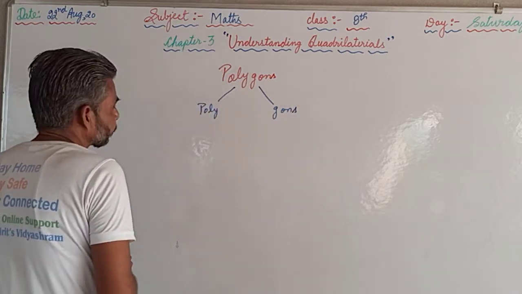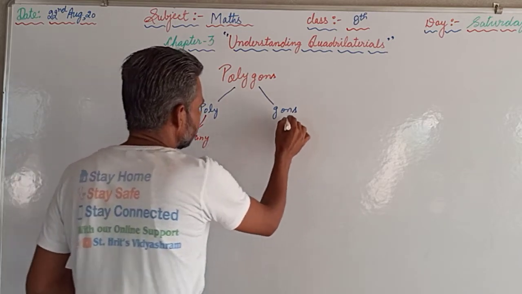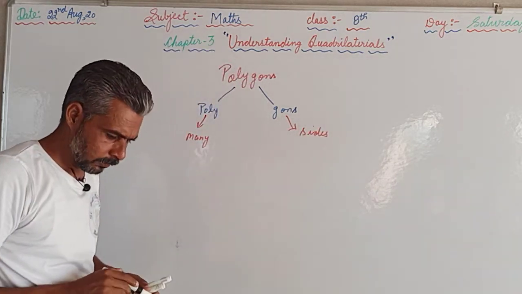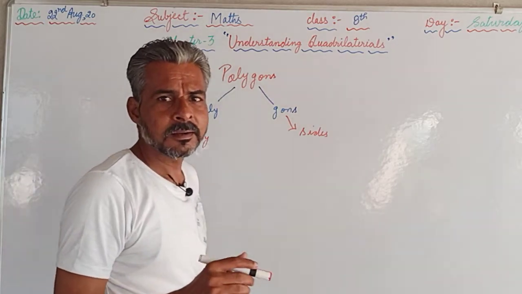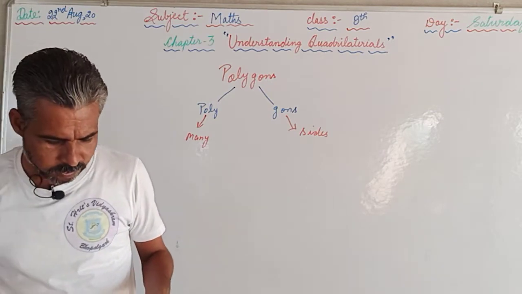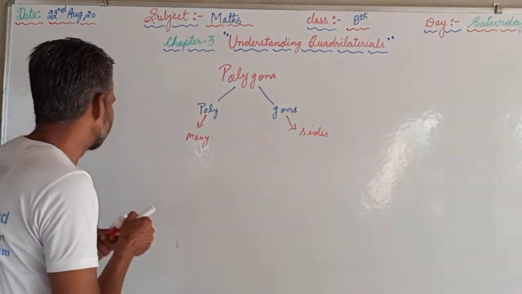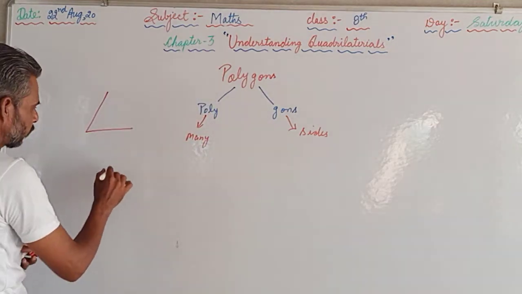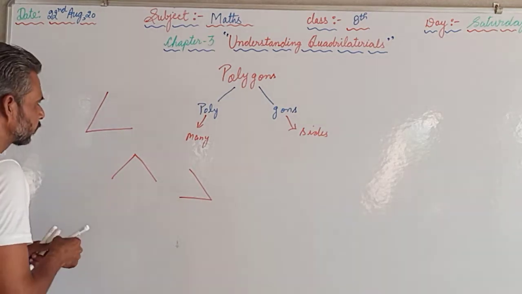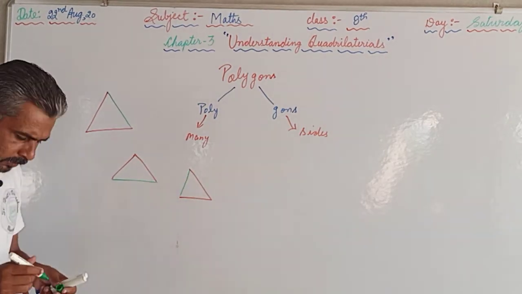So poly means many, gon means sides. A closed figure having many sides. So to be a closed figure, minimum 3 sides are required. So with 2 sides we cannot form any closed curve. For that we require the third one also, like this. So minimum 3 sides are required for the polygon.